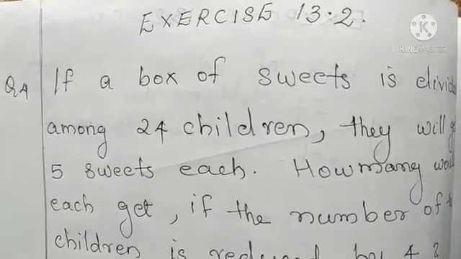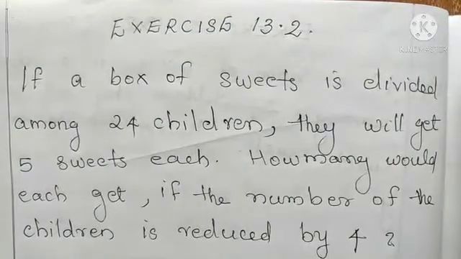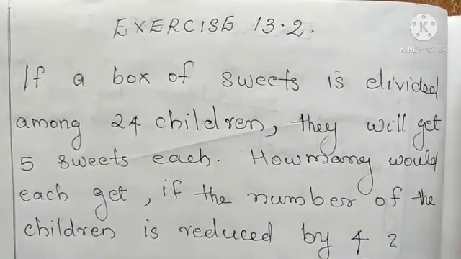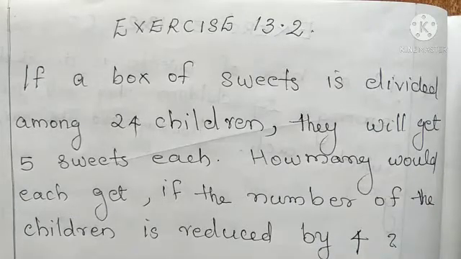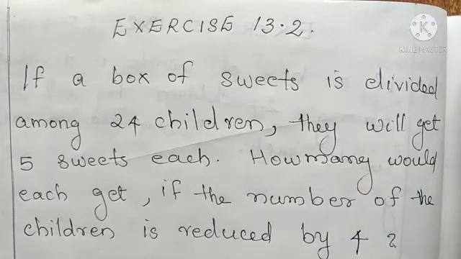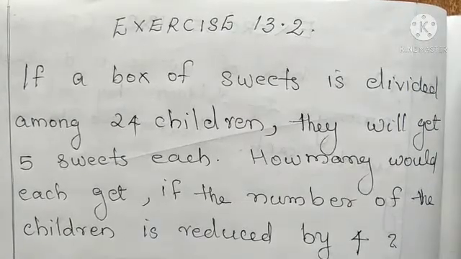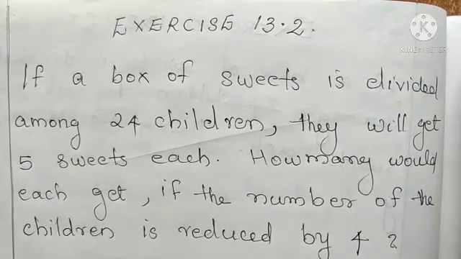Next, we can do the problems from exercise 13.2. Question number 4. If a box of sweets is divided among 24 children, they will get 5 sweets each. How many would each get if the number of children is reduced by 4? Reduced by 4 means 24 children will become 20 children. Then we will have to find how many sweets each one will get.